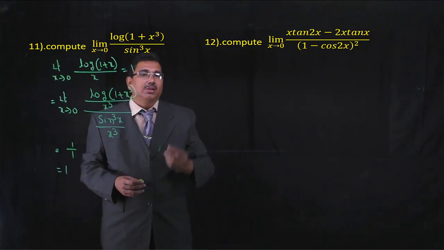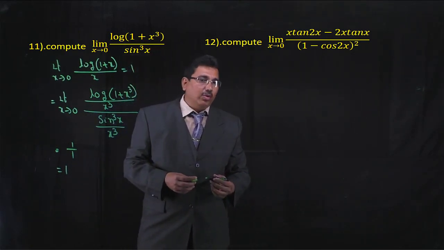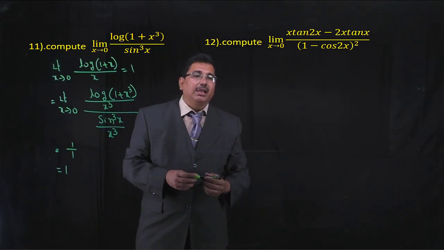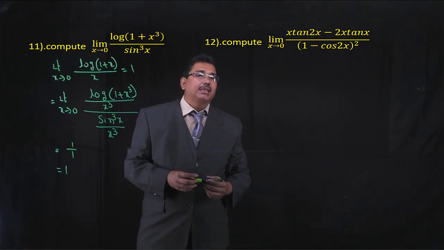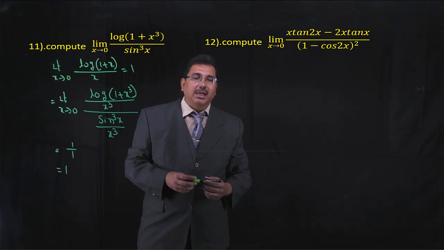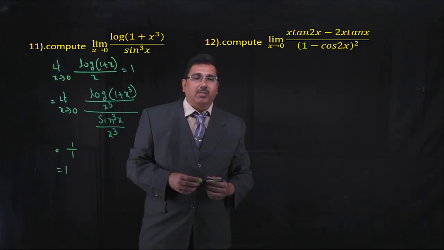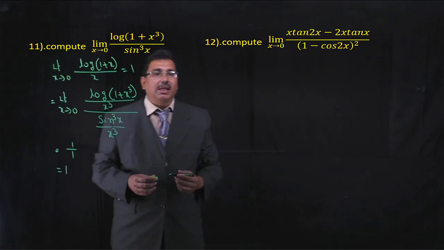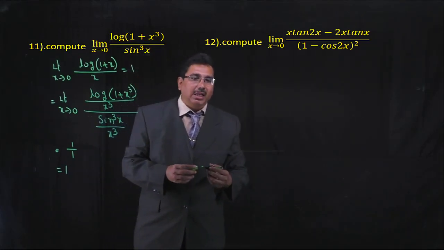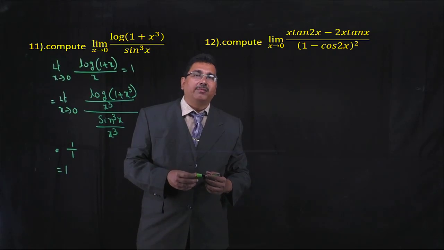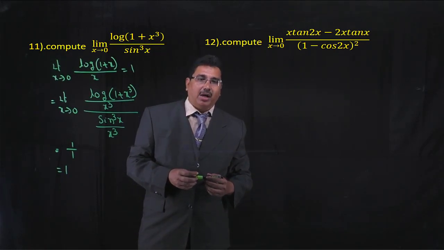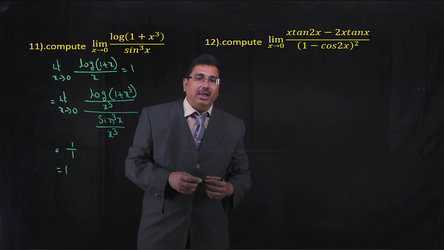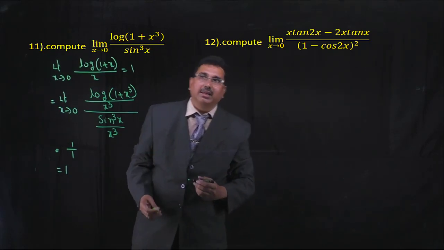Now, see question number 12. Compute limit x tending to 0 of x tan 2x minus 2x tan x, divided by (1 minus cos 2x) whole square. See this. How to calculate this limit value? If we substitute the limit value, the given function is of the form 0 by 0, that is an indeterminate form. How do we calculate the limit value of this function?